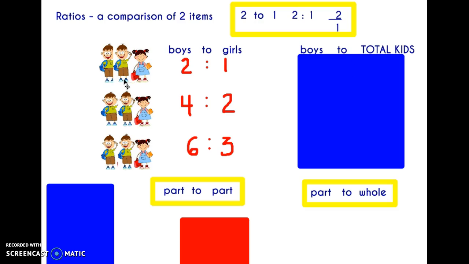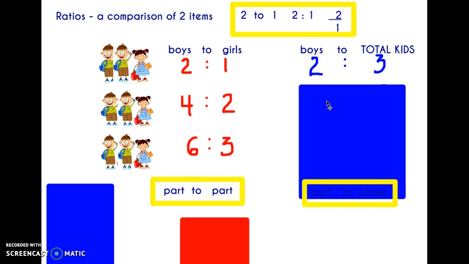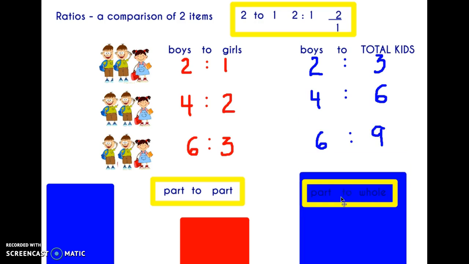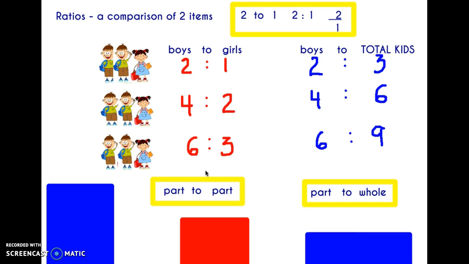So if we look at boys to total kids initially, that would be a ratio of 2 to 3. If we look at this group here, we would see there's now 4 boys and 6 total kids. And our last part to whole relationship here is 6 boys to 9 total kids. So part to part and part to whole.